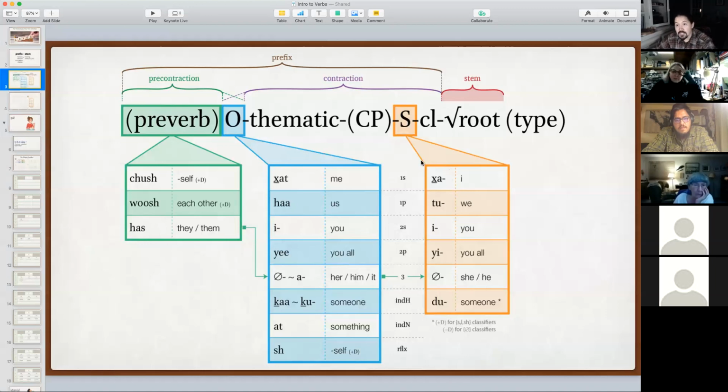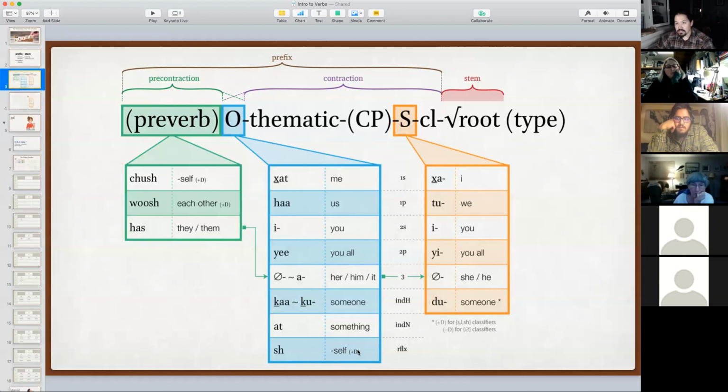Whoosh yekach tustin. The chush and the whoosh will push the classifier to be plus D if it's not already. Hus will pluralize either the third person object, the subject, or both. Then you have your set of object pronouns. Happen to me, happen to us, happen to you, happen to y'all, happen to them, happen to someone, happen to something, did it to myself. So that's your set of object pronouns.